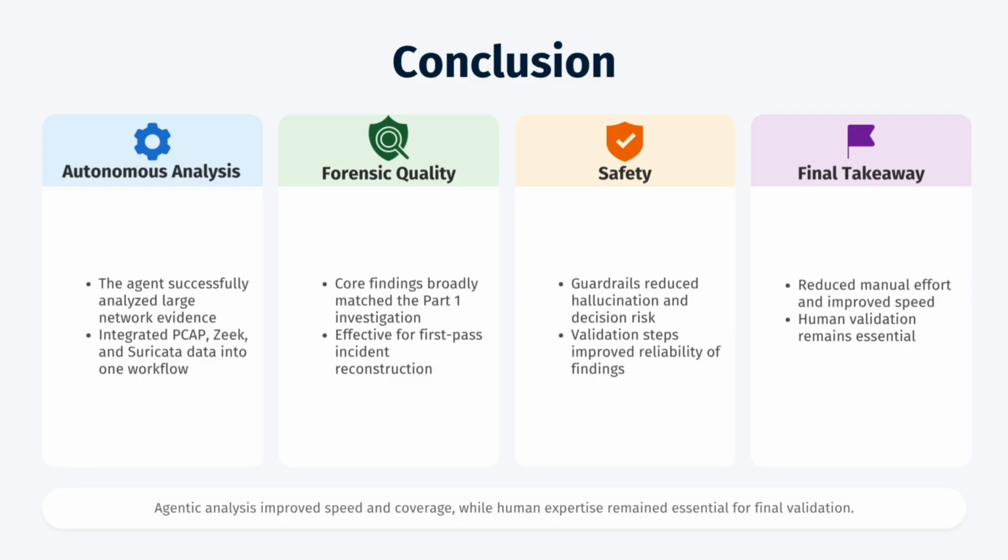From a safety perspective, the use of guardrails helps reduce hallucination and improves the reliability of the findings by adding validation and confidence checks. Finally, the main takeaway is that the agent significantly reduces manual effort and improves analysis speed. However, human validation is still important to ensure correctness and to make final decisions.